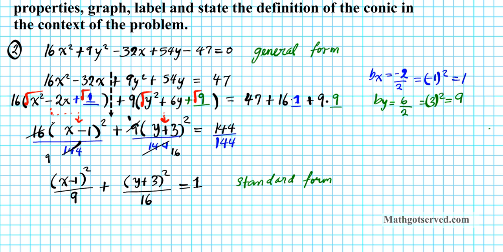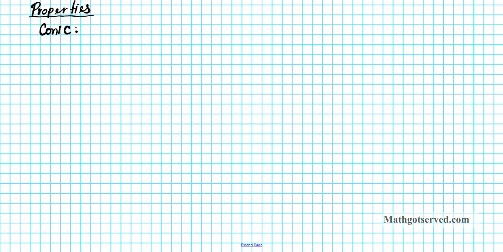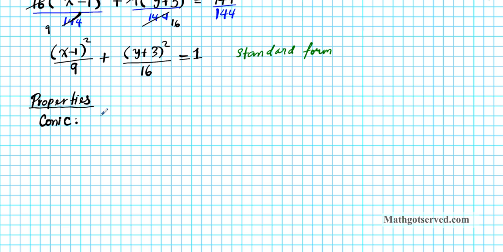Okay, now we're ready to find the properties. Let's write that down, properties. Okay, first thing we have to do is identify the conic. We already did that. This conic section that we are dealing with here is an ellipse. Next thing we have to identify is the center. The center is HK. So we have the opposite of this number is 1. Opposite of that, negative 3. So there goes your center.